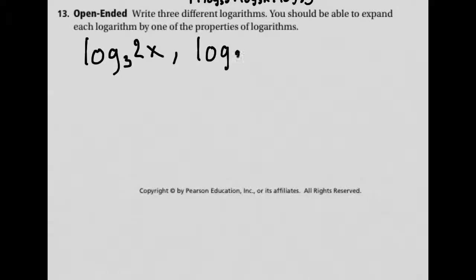For the quotient property, same idea. I'm going to keep the same base, and then just write a quotient, a ratio, a fraction, x over 7. There. And then for the power property, any logarithm with any base that you want, I'm going to keep it as a common logarithm, so base 10, where your argument is a power. So 7 to the x power. That's the power property.